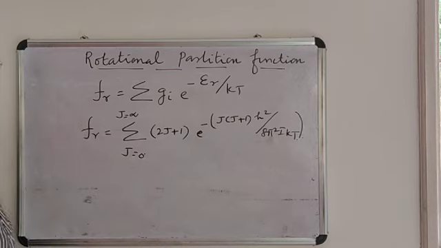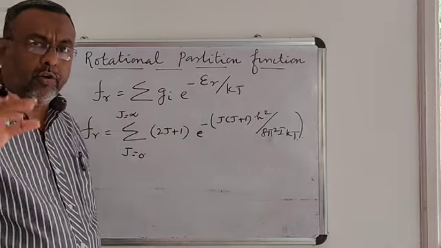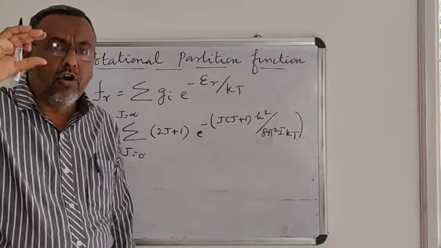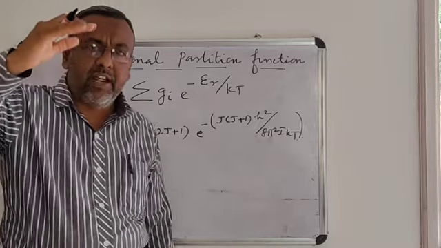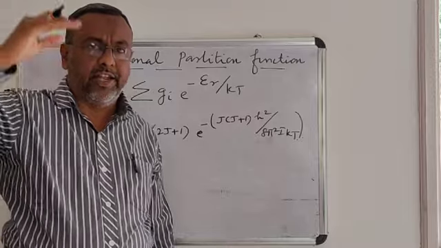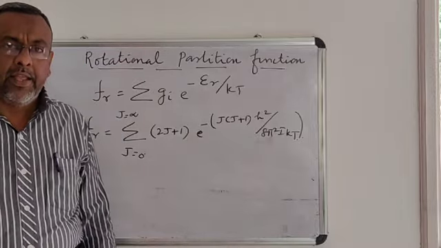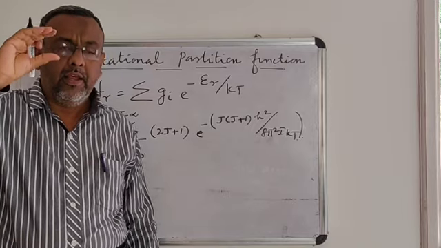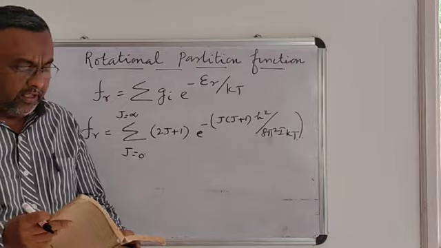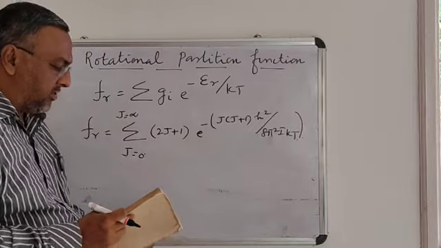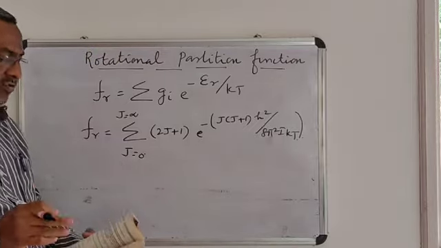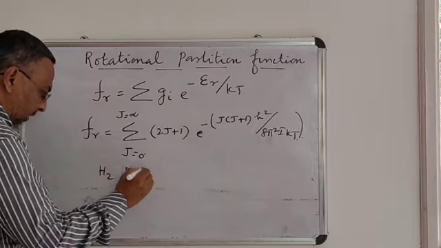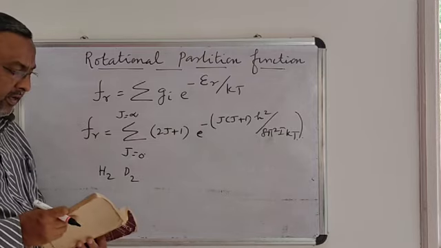It is sufficiently large because the rotational levels are continuous and very close to each other. As the rotational quantum energy level increases, the distance between two energy levels becomes very close. Therefore, this is sufficient in the case of diatomic molecules like hydrogen, deuterium, and so on.